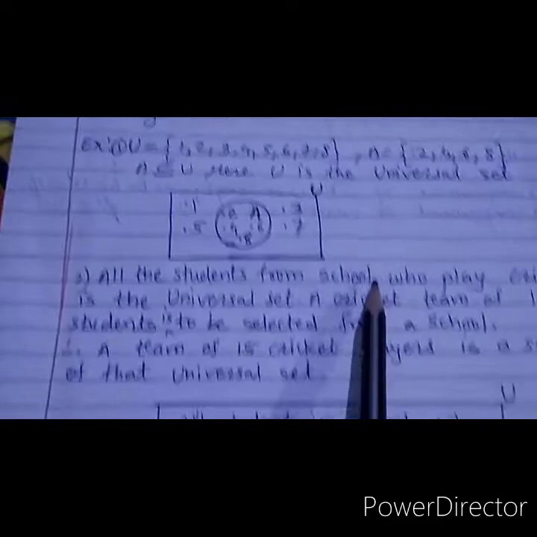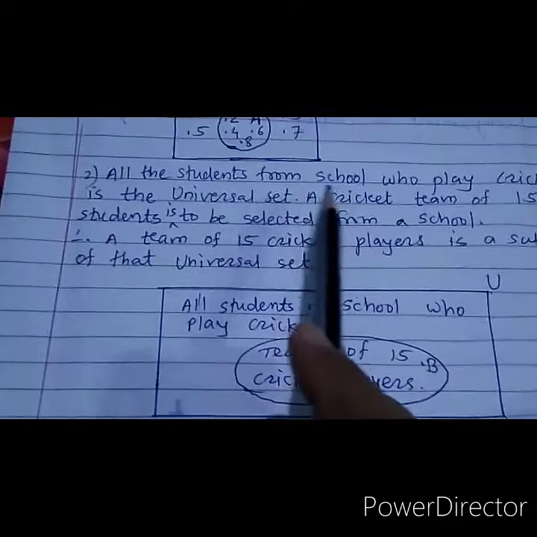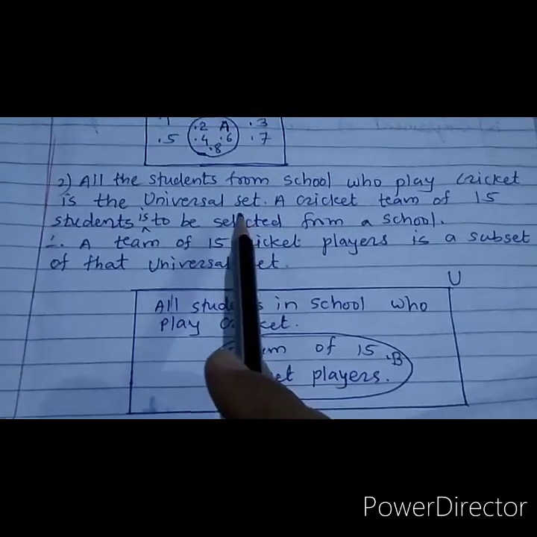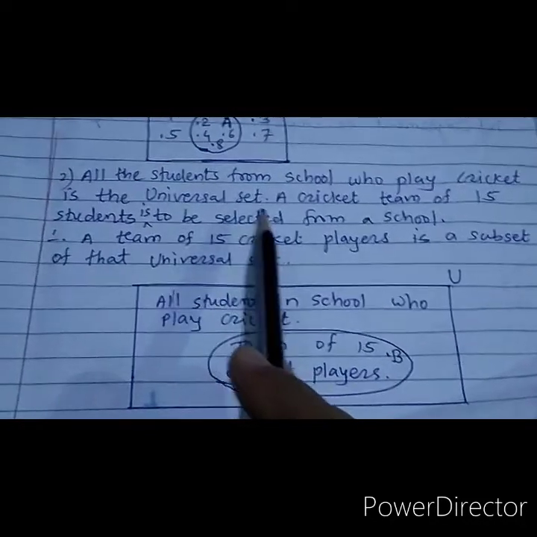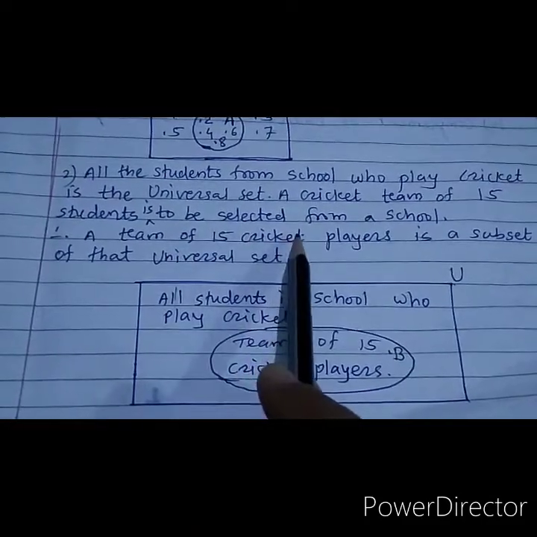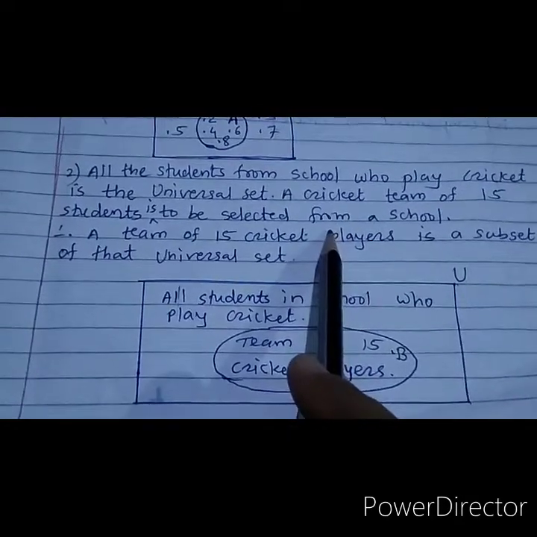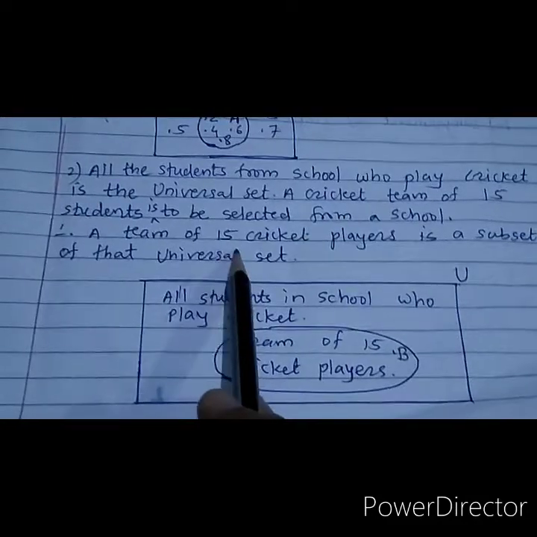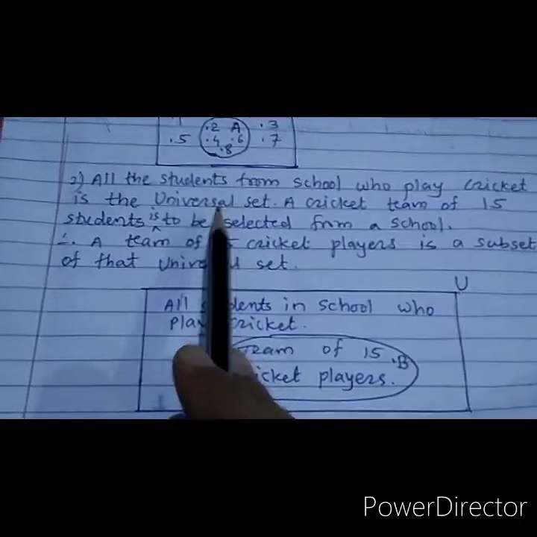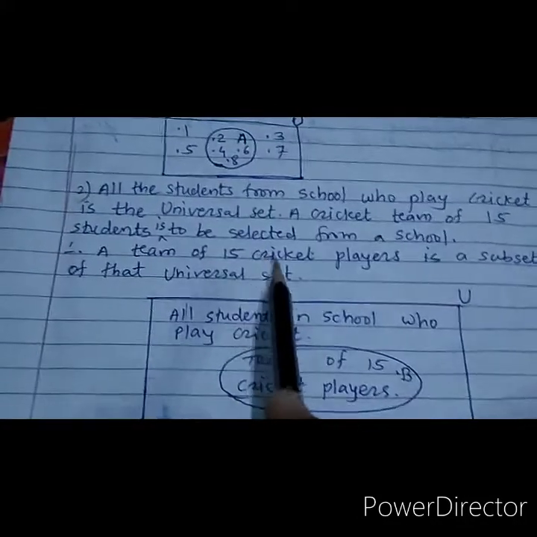Let us see another example. All the students from a school who play cricket is the universal set. That is, all the students who play cricket. And a cricket team of 15 students is to be selected from a school. So a cricket team of 15 students is another set. A team of 15 cricket players is a subset of that universal set. Universal set means all the students who play cricket, and from these students we selected 15 students.